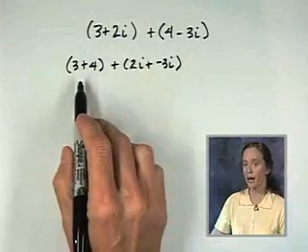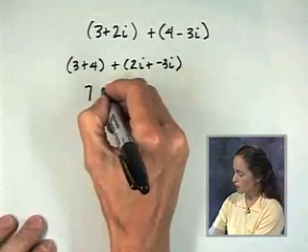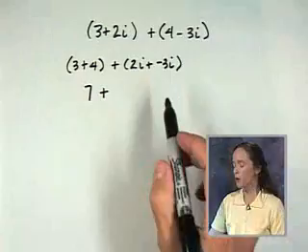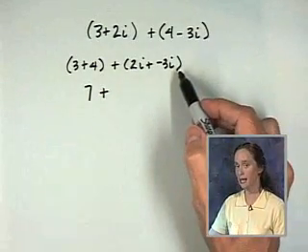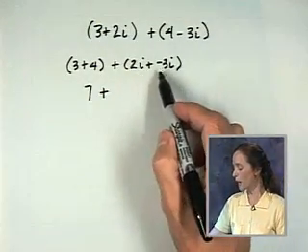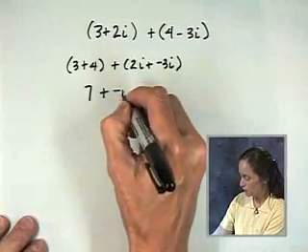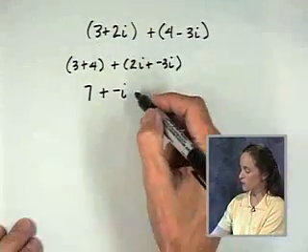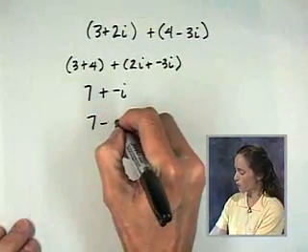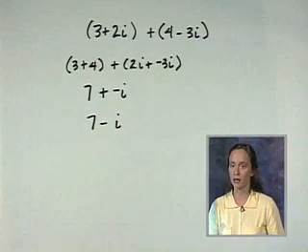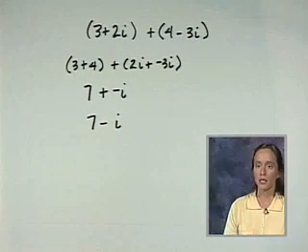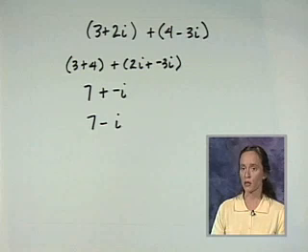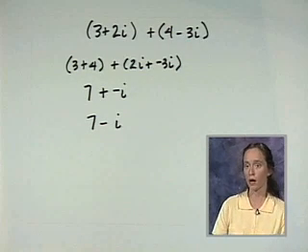The result of adding the real parts is 7. To add the imaginary parts, treat this like a combining like terms problem. 2i minus 3i is negative 1i. This number is better written in the form 7 minus i. The second operation we want to review works in almost the same way. It's subtraction of complex numbers.